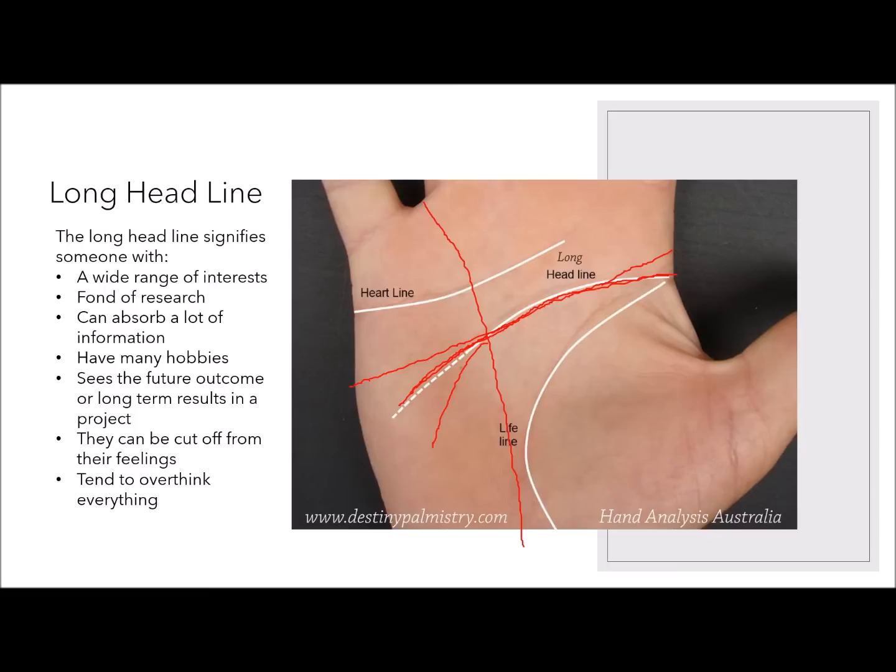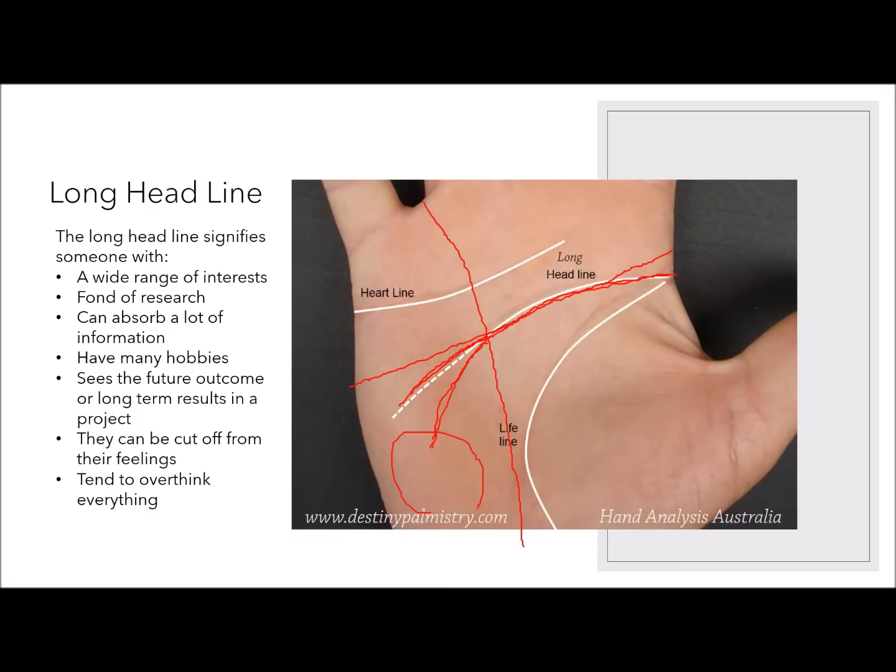People with a long and profoundly sloping headline that comes down to this Mount of Moon area should all try to channel their imagination into creative or spiritual pursuits, because it's reaching down to the moon, which is a very creative and nurturing area. So these people might have feelings of depression or a vague sense of reality if they don't have an outlet for this energy. So to round it off, the long headline signifies someone with a wide range of interest.